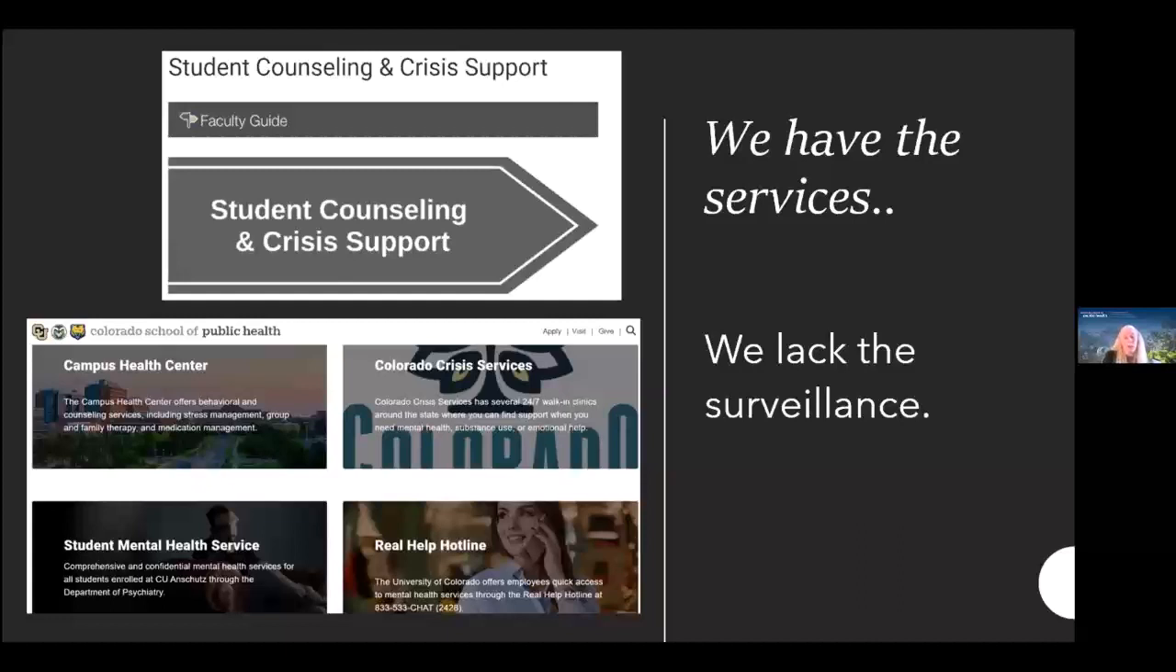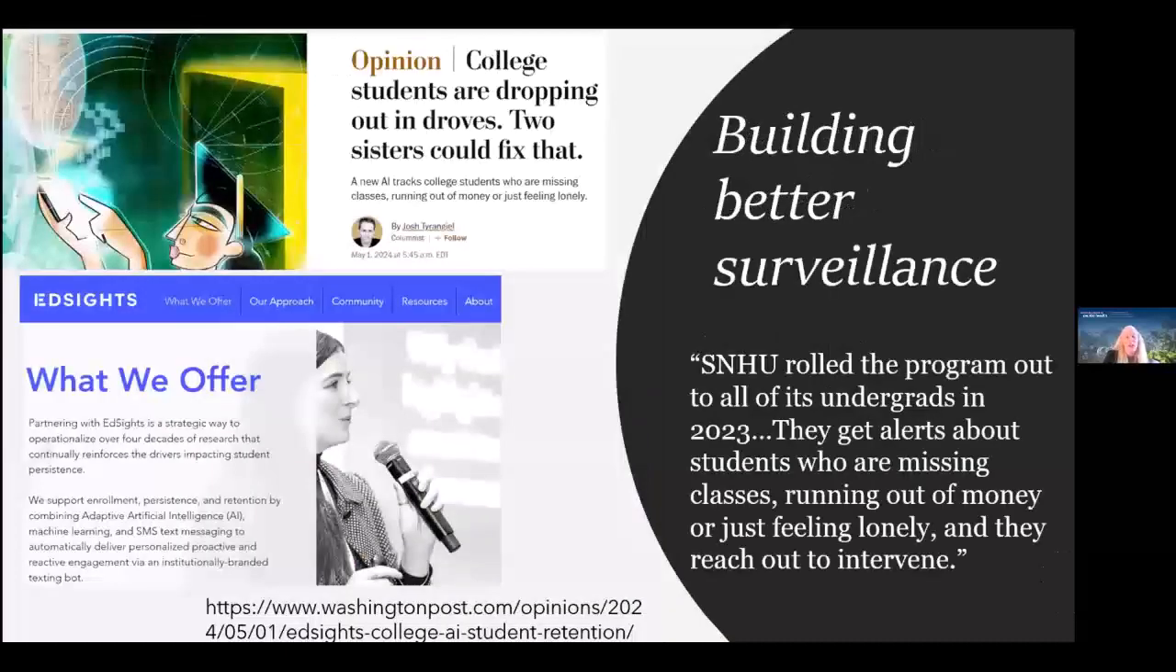These services are wonderful, but they only work if students activate to connect to them, or faculty become aware of issues and ask for help on behalf of the student. So the concern is that we may be missing students who are sort of suffering alone. So, I think we need much better surveillance for student well-being. And the good news is, we're a school of public health, so we have a lot of expertise in surveillance.